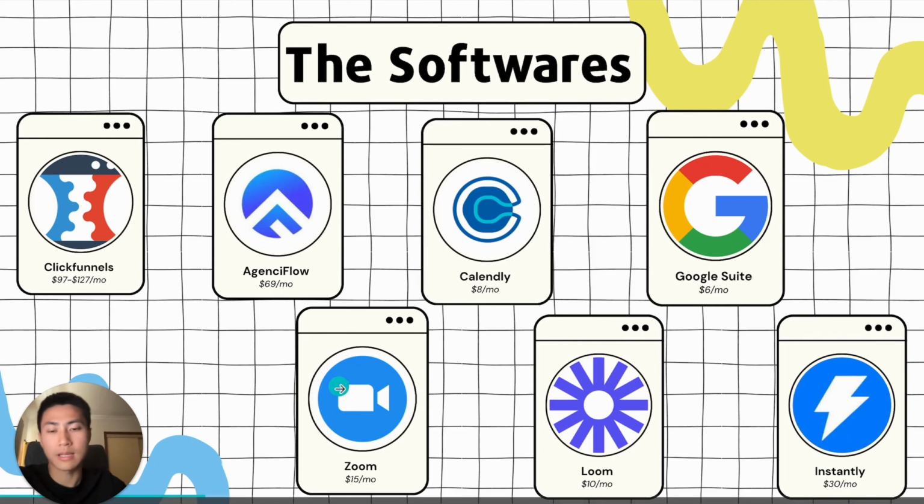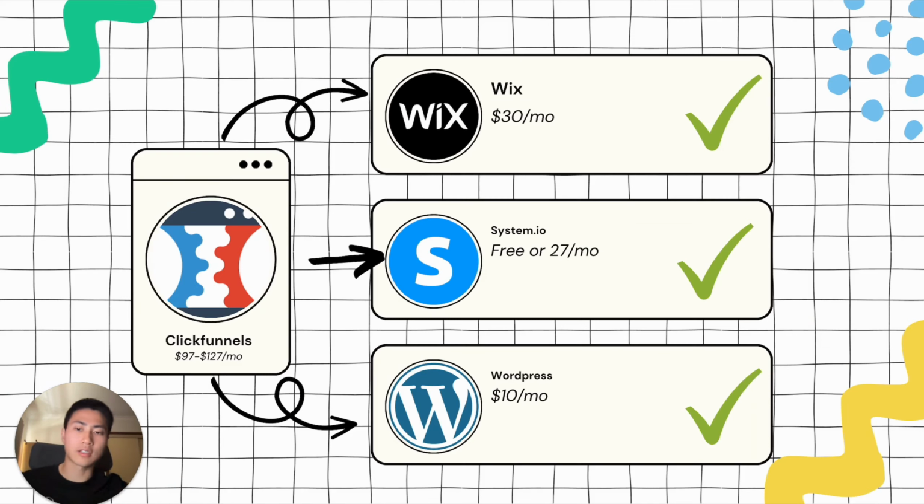Then you've got Zoom. Now, everyone knows Zoom. It's about video calls so that you can set up meetings with your clients. Loom, you've got it for any video recordings. I'm using Loom right now. And then lastly, you've got Instantly, which is an emailing software that helps you automate a lot of emails so that you can really mass outreach. Now, let's go into the first software, ClickFunnels.